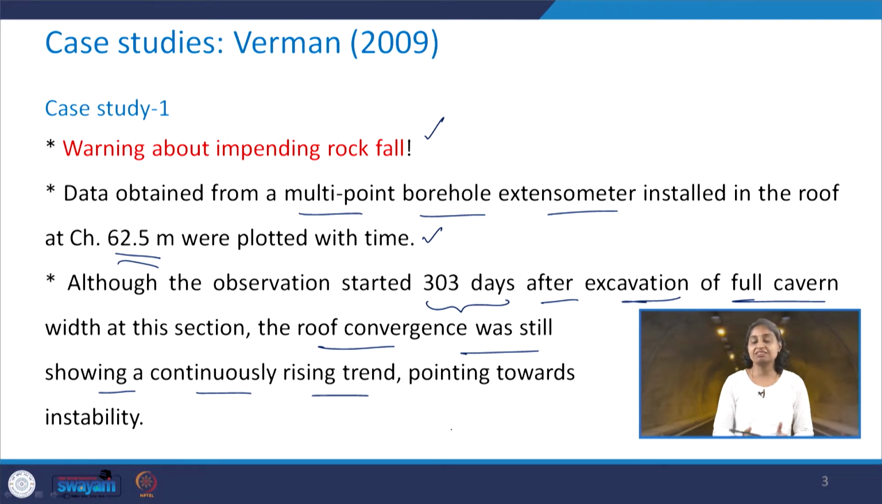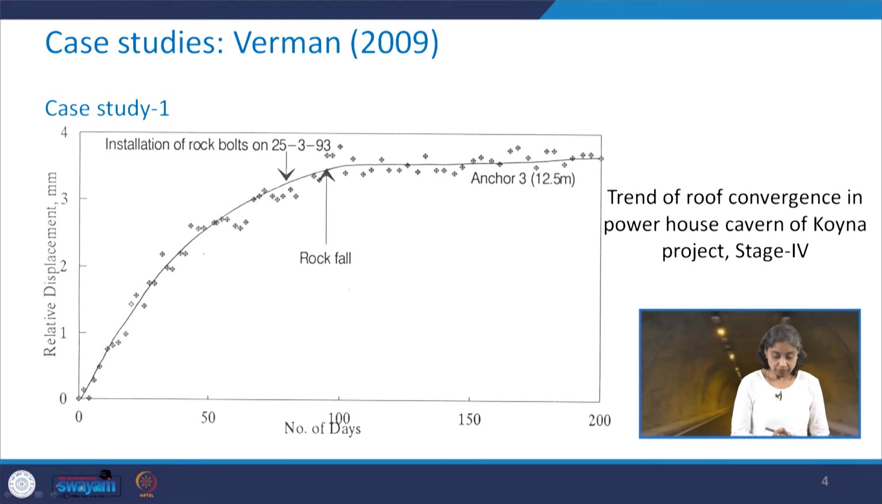Now, recall our discussion in the previous class. I mentioned to you that based upon this trend of the deformation versus time, you can decide whether the rock mass is stable or unstable. So, this is how the situation was there. Here on the x axis we had the number of days, and on the y axis it was the relative displacement, and this was the trend of the roof convergence at that particular site.